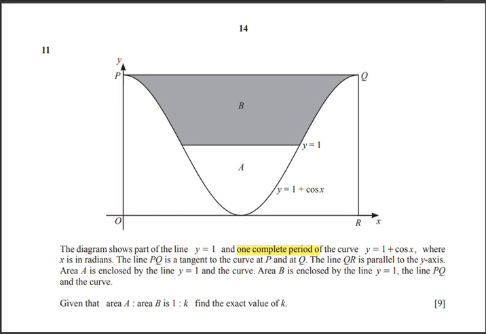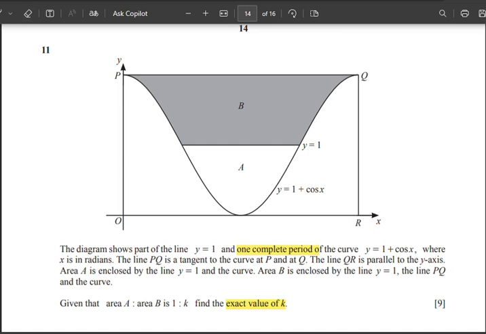Given that area A is in the ratio to area B of 1 to k, find the exact value of k. So now it wants the exact value, so I think it's expecting us not to use the calculator for this question, hopefully.